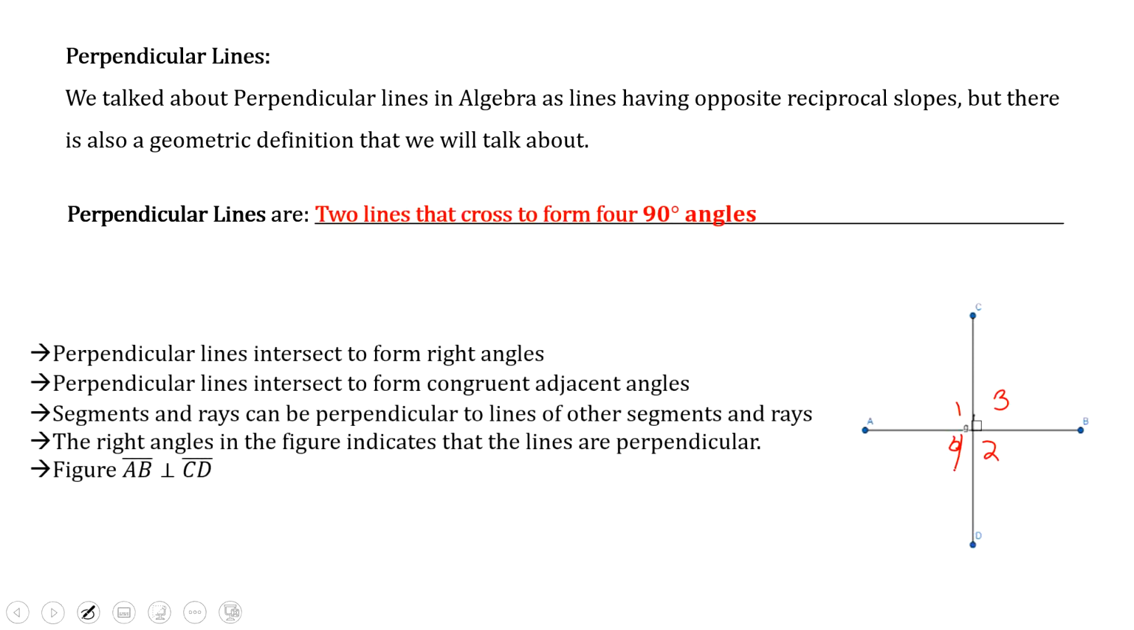All right, so here we go. The perpendicular lines intersect to form right angles. They intersect to form congruent adjacent angles. Again, 1 and 3 share a side, with non-common sides. The segments and rays perpendicular to lines or other segments and rays, so everything kind of crosses.